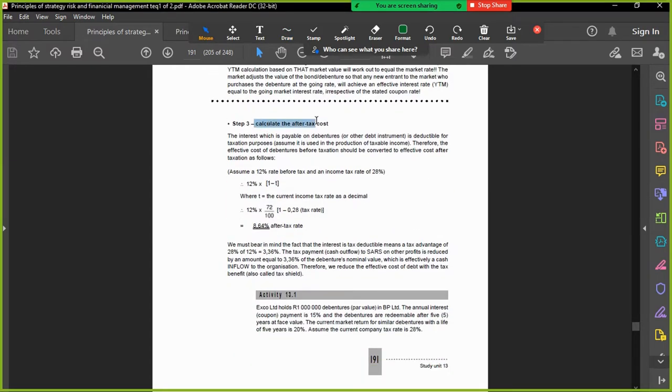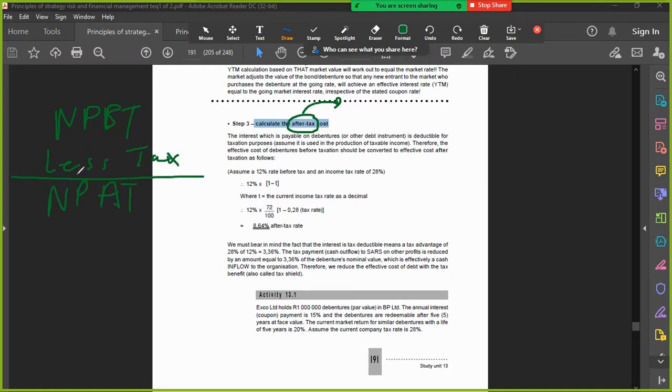Okay, calculating after tax costs. This is something to consider from an exam point of view. Why do we need to look at after tax, not before tax? Because we still have to pay the tax. Okay, that's correct in a way. It's basically because interest is tax deductible. So yes, you would pay tax if this was an accounting scenario: net profit before tax, less tax, then net profit after tax. That's accounting. But when you're looking at finance, you're looking at the cost of debt.